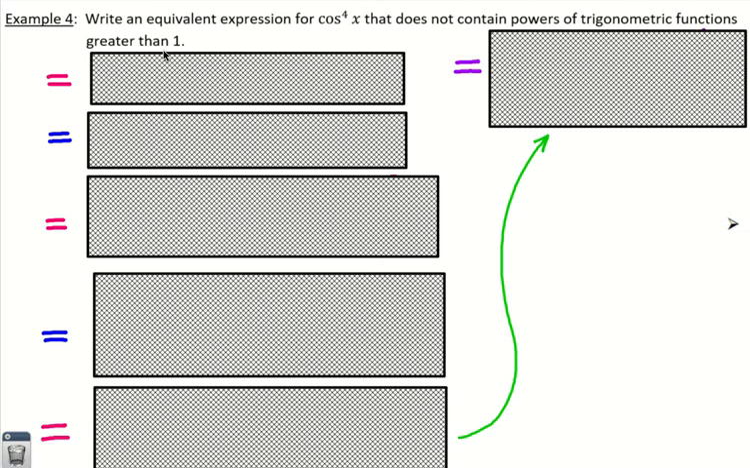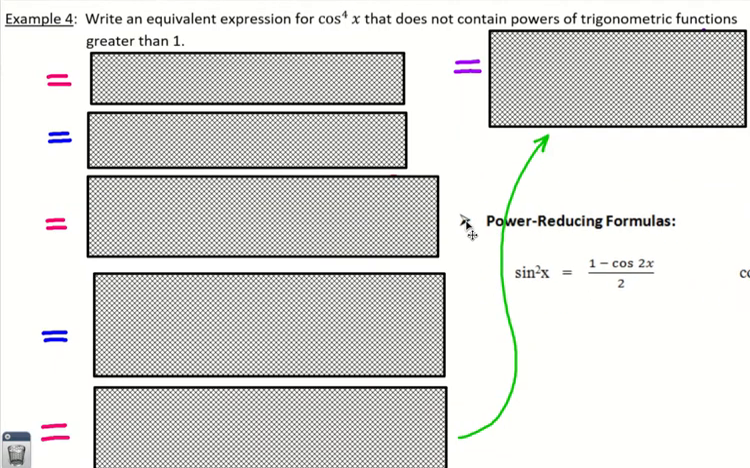Take a wild guess. Look at your formula sheet. Which formula do you think we're going to use? Because this has a power of 4, and we want to rewrite it to where there's no powers greater than 1.